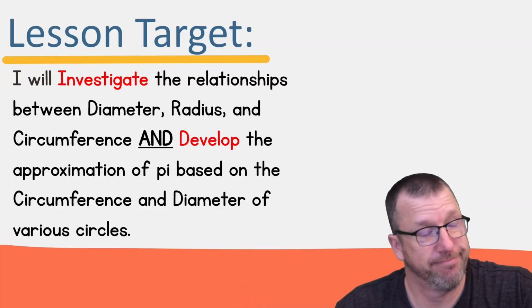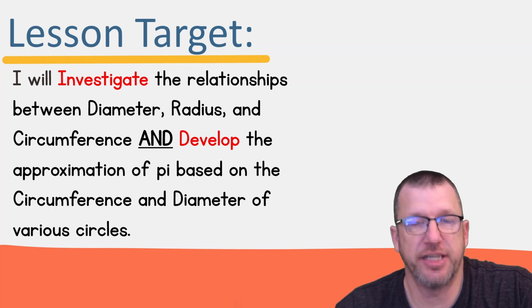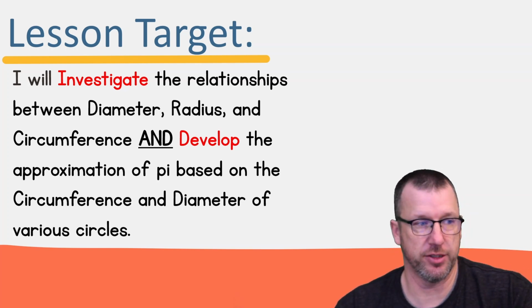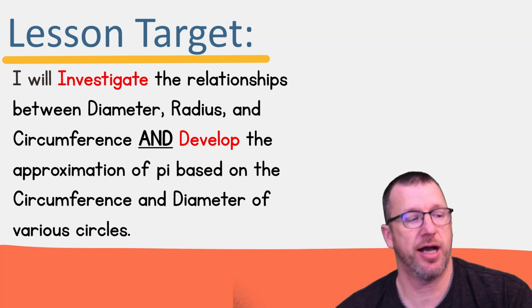All right, we're going to investigate the relationships between diameter, radius, and circumference. We're going to look at what we know about the parts of a circle, and then we're going to develop an approximation of pi.